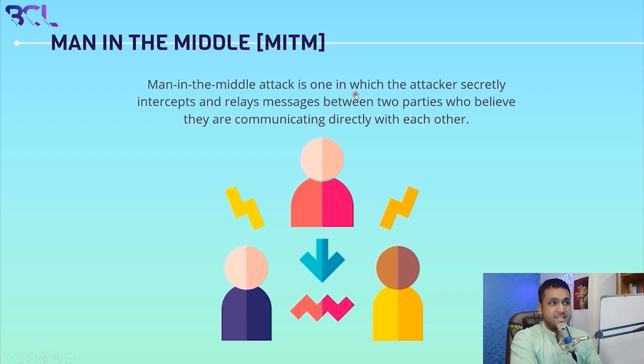A man in the middle attack is an attack in which the attacker secretly intercepts and relays messages between two parties. Party A and party B are communicating with each other, but the man in the middle can intercept that connection and see whatever you are transacting with each other. Whatever data is being sent and received can be intercepted by a third party actor. In this case, we call them a hacker, right?